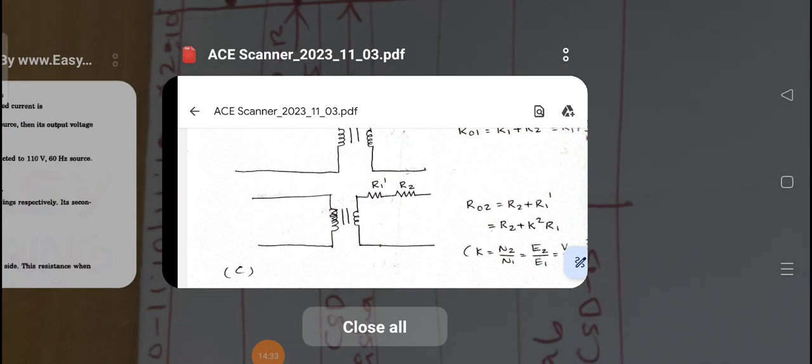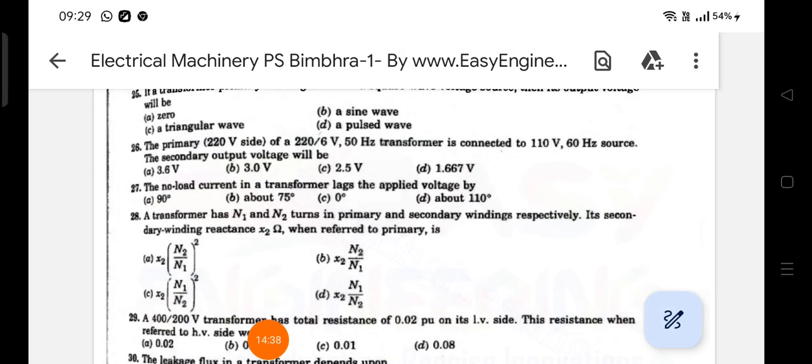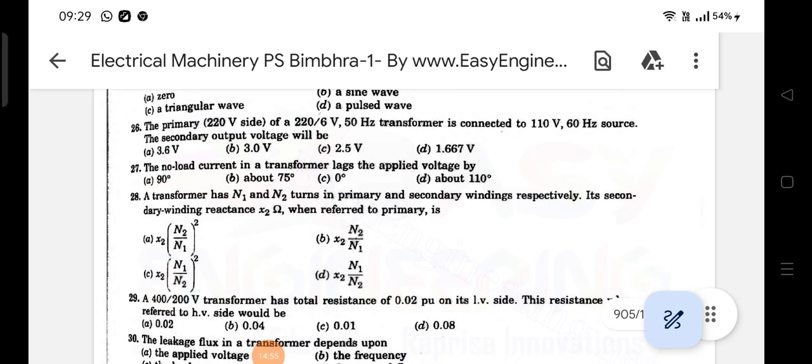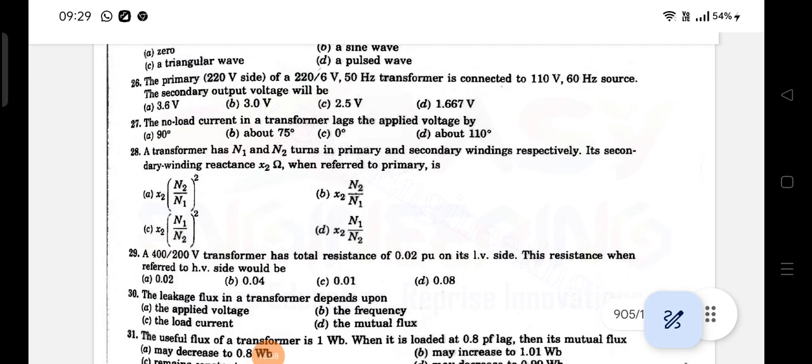Now see here, from the given options, reactance is the same as resistance. R is replaced by inductive reactance X. Now see here, if it's the secondary winding reactance, when referred to primary, X2 is transferred to the primary side and replaced by X2 dash, right? X2 dash is equal to X2 by K square, that is X2 into N1 by N2 whole square, right? From the given options, what is the answer? C is correct. Next, 29th question.